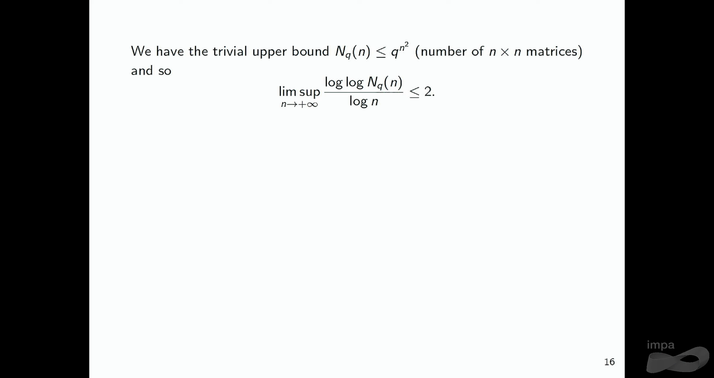Okay, so first we get a very trivial bound, right? Of course, I get exactly q^(n^2) maps because this is the number of n by n matrices. And so in particular, I get this upper bound for this function. So we are studying N_q(n) by taking a double logarithm, because this is what we can do to study the growth of this function, right? So if I quotient this by log n, the lim sup is at most 2, right?